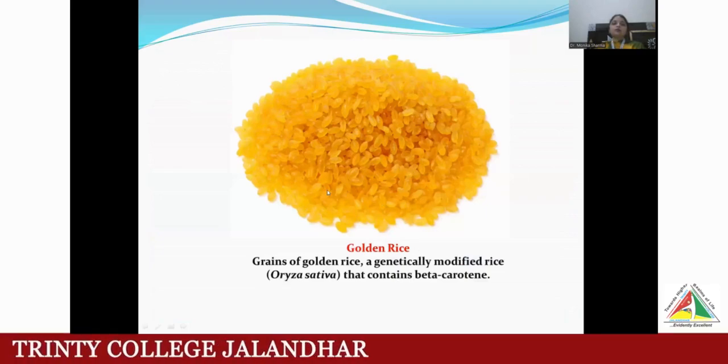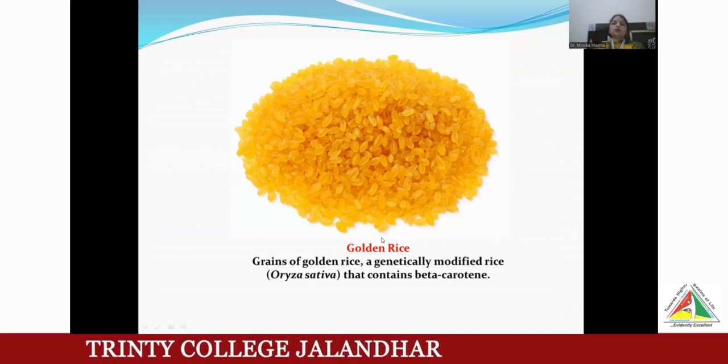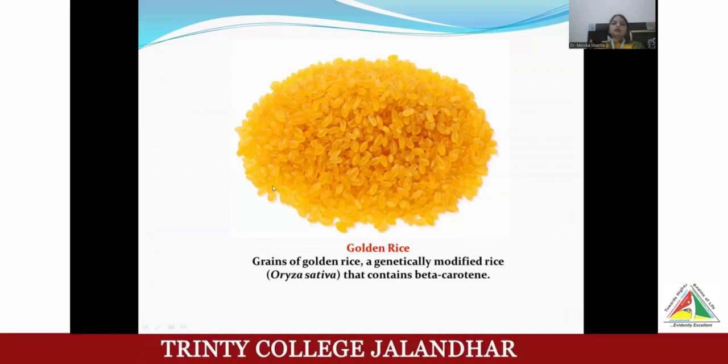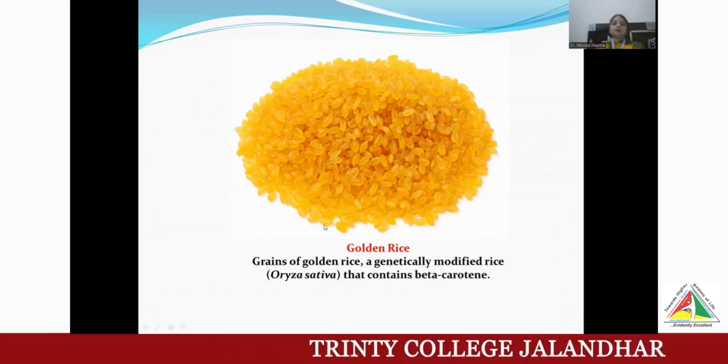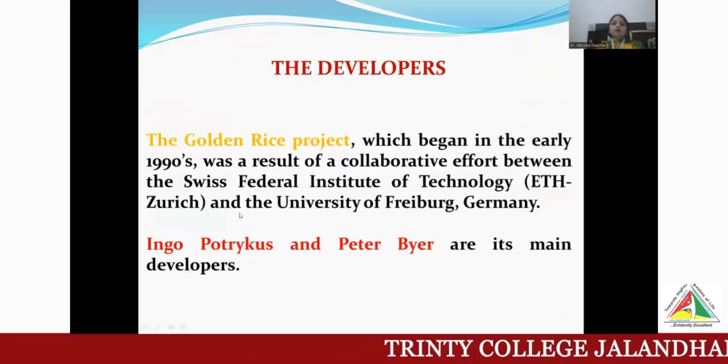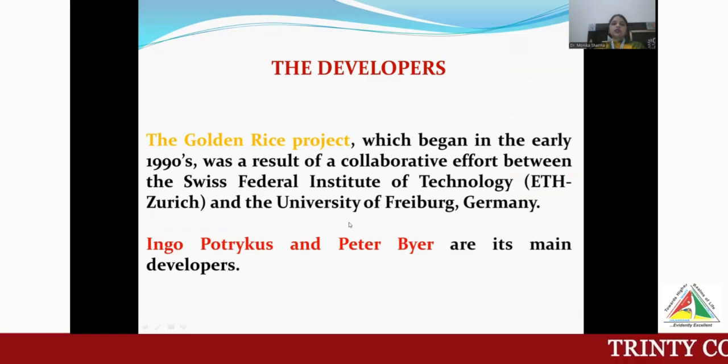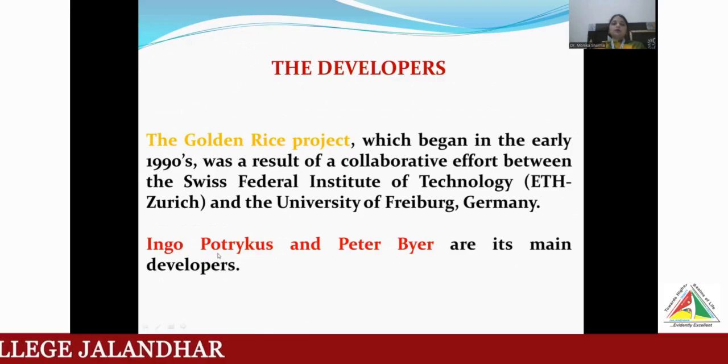In this picture, we can see golden rice, which is a genetically modified rice, and it is rich in beta carotene. The developers of this golden rice project were the Swiss Federal Institute of Technology and the University of Freiburg, Germany. Both worked on the development of this golden rice, and its main developers are Ingo and Peter.